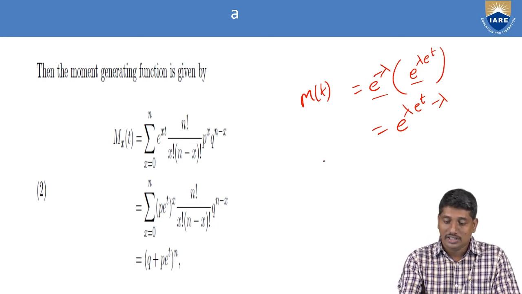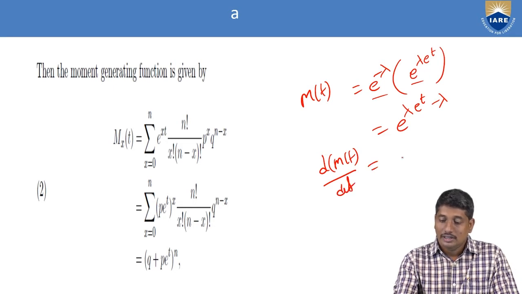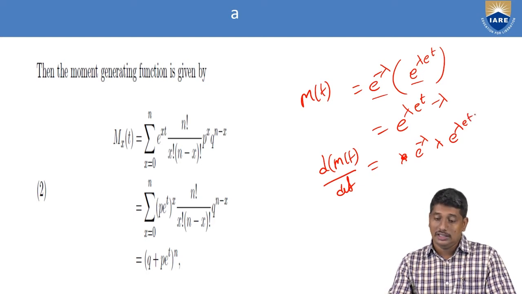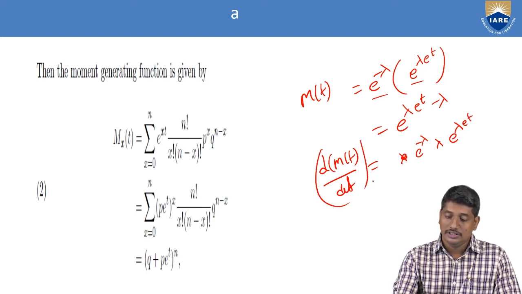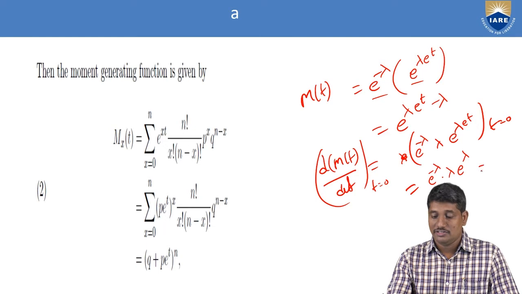Now, to calculate the mean, let us differentiate it with respect to t on both sides, that is d by dt. We get e power minus lambda into lambda e power t into e power lambda e power t. Now let us substitute t is equal to 0. We'll get e power minus lambda into lambda e power plus lambda, that is lambda.